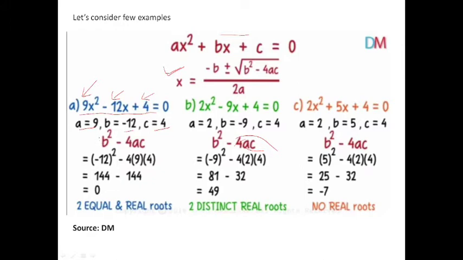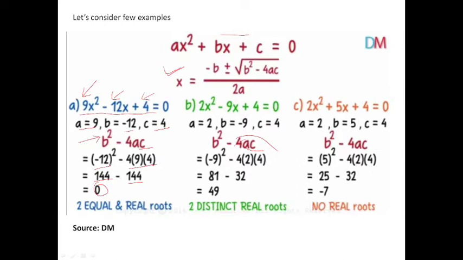We will calculate b square minus 4ac. So substitute the value of b, that is 12 square minus 4 into 9 into 4, the value of a is 9 and value of c is 4. So after evaluating, this becomes how much here? 144 minus 144, that is what here? 0. So this is a discriminant value.